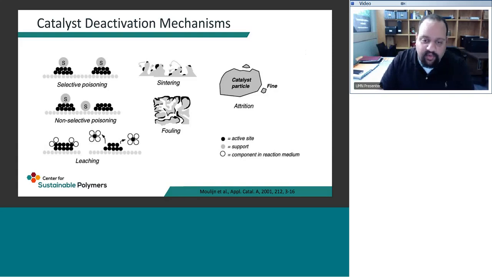Sintering is another one which I'll get into, which is essentially the agglomeration of some of your metal nanoparticles, and that leads to a decrease in your active surface area. Fouling, or a particular example of that is catalyst coking. We also have attrition, where the catalyst particle itself can start to break due to mechanical stresses, especially in a pressurized system or a fluidized bed system, and parts of your catalyst will break off and leave your reactor system.